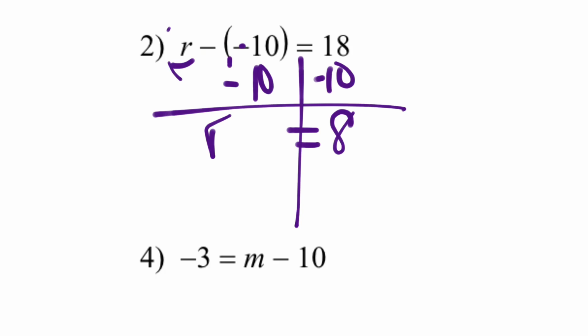Again, I can erase up here. Let's make sure it's right. Let's plug 8 in for r. 8 minus a -10. Well, when I minus a negative, it still means to add. So 8 plus 10 is 18. Yes, it does. It checks out.